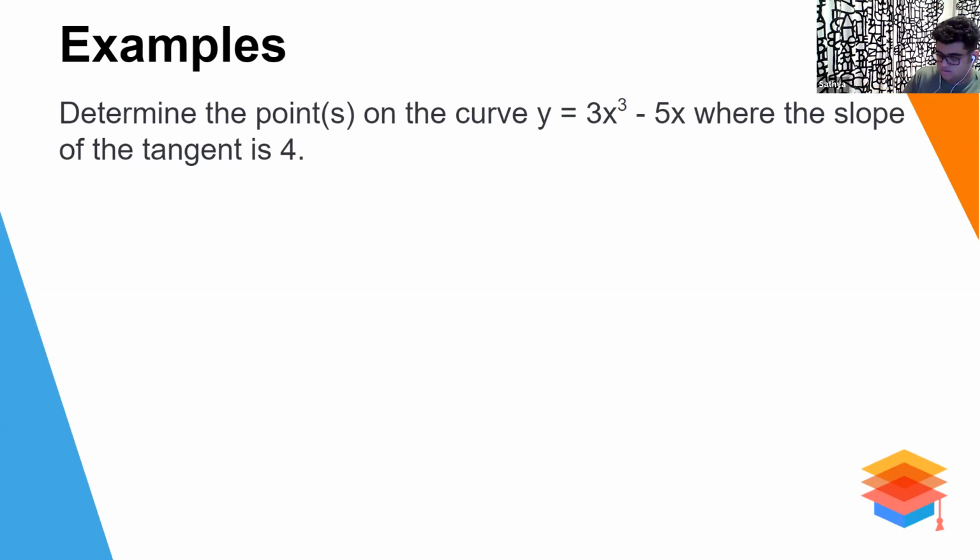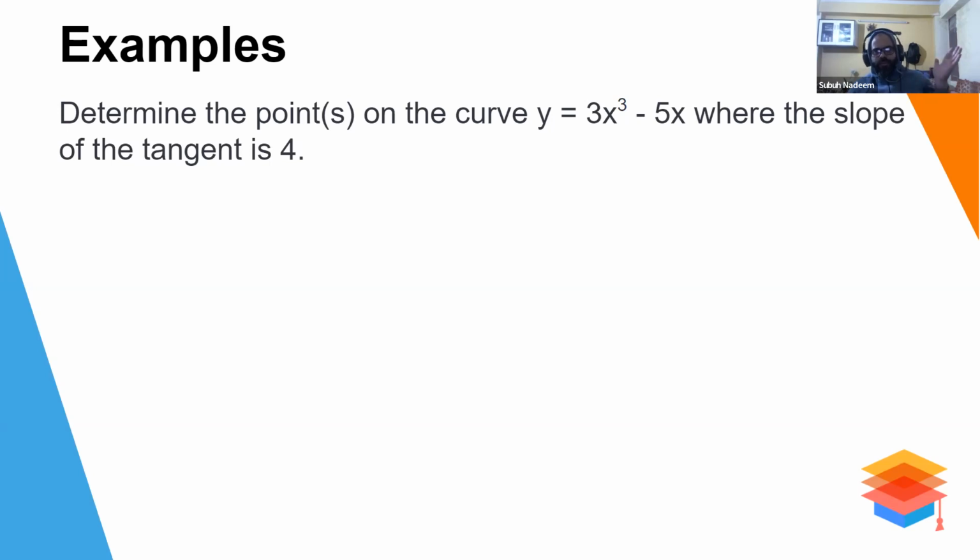Minus 1, we get 2. So one point is 1 comma minus 2. Another point is minus 1 comma 2. So there are 2 points. That is why it was given determine the points.